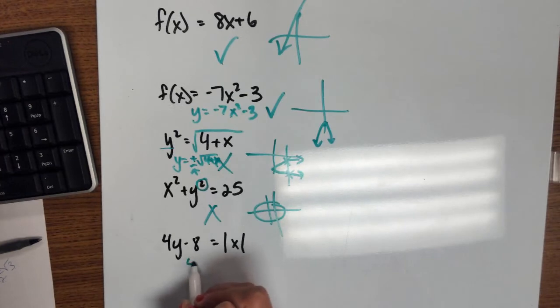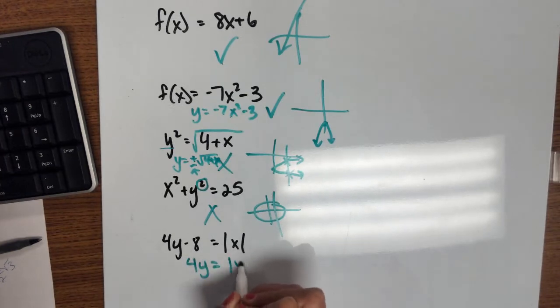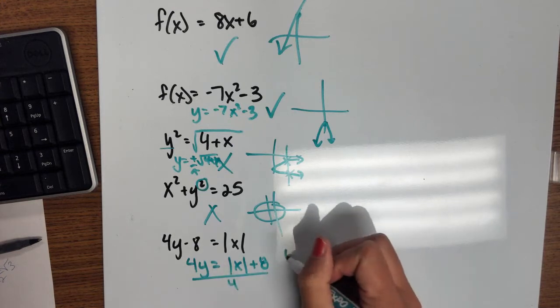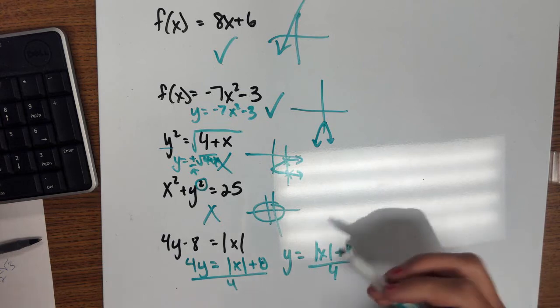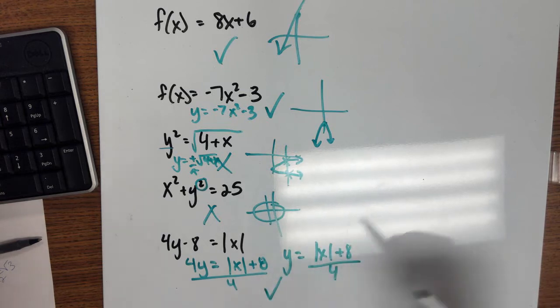We've got to get y by itself. So absolute value of x plus 8, and then we'll divide by 4. So y equals absolute value of x plus 8 over 4. There's no plus or minus, so this is a function.